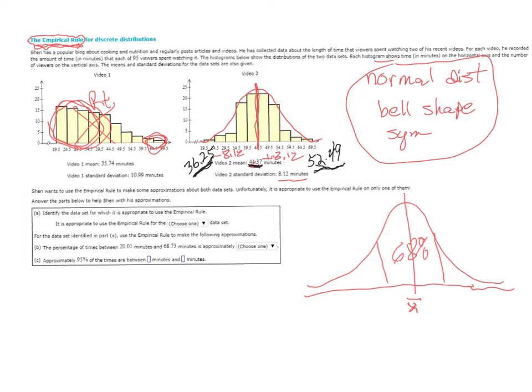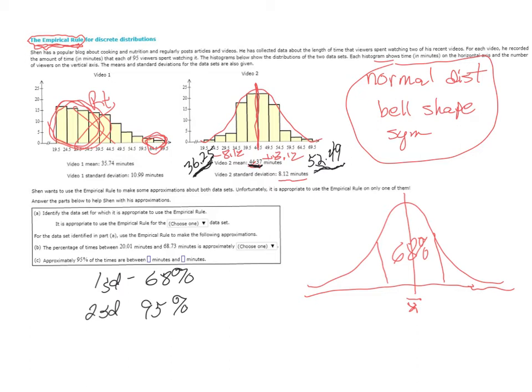All right, so important thing to remember: one standard deviation in the empirical rule on either side of the mean means 68% of the data is going to fall in there. If I were to go out 2 standard deviations, the empirical rule says that approximately 95% of the data is going to fall between those two numbers, whatever those are.